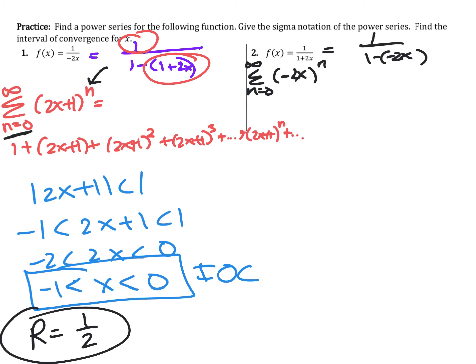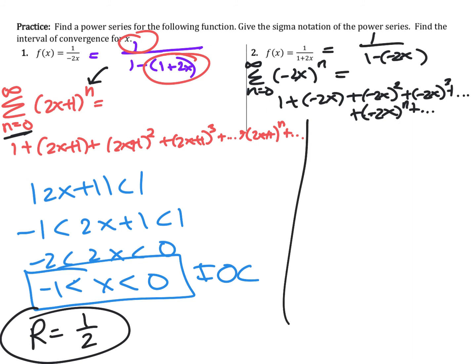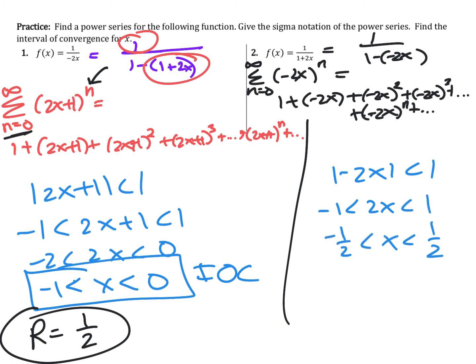So I'm going to write the ratio in here. This is equal to 1 plus -2x plus (-2x) to the second power plus (-2x) to the third power plus dot, dot, dot, plus (-2x) to the nth power plus dot, dot, dot. And then if we were finding the interval of convergence, we're looking for when the absolute value of -2x is less than 1. So when is -1 less than 2x less than 1? That's -1/2 less than x less than 1/2.